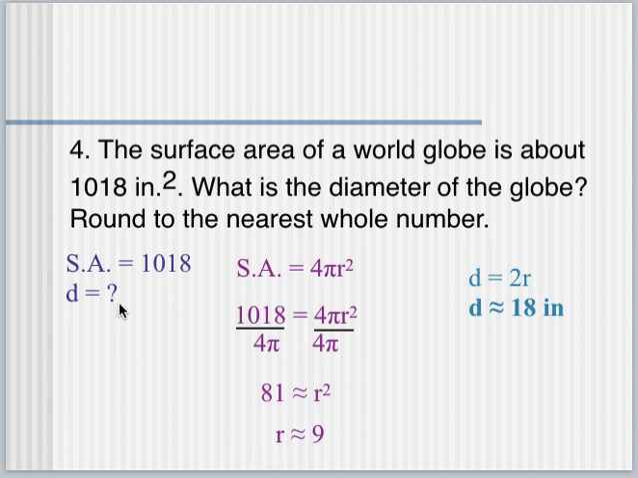Always go back and check and see if you're done. Oh, no, they don't want radius, they want diameter. A diameter is 2 radii, so 2 times 9, 18 inches.